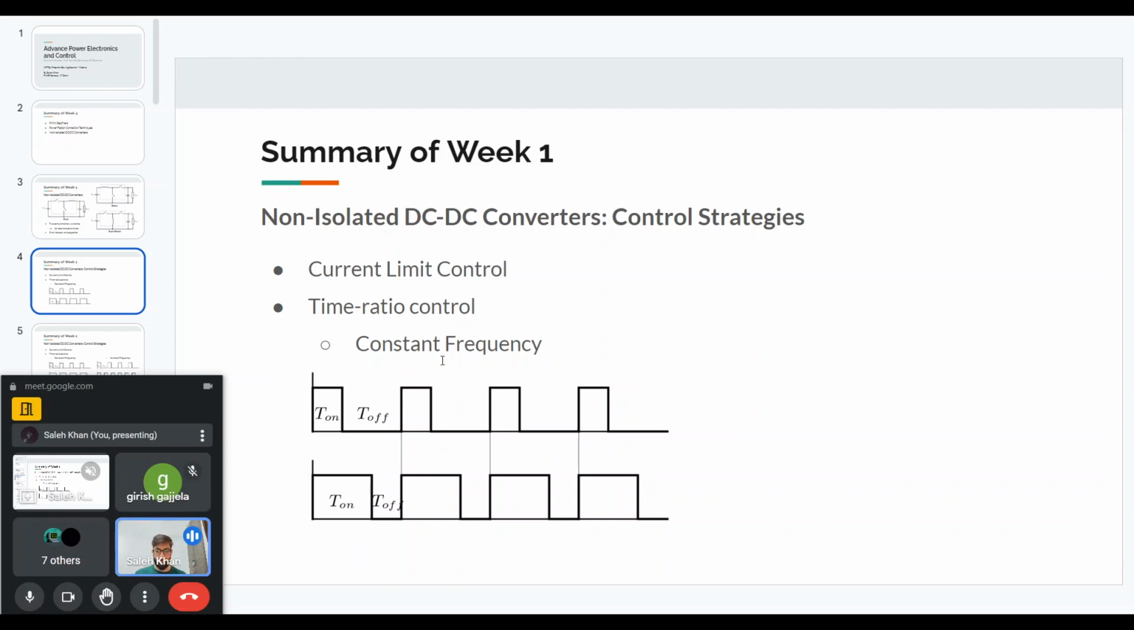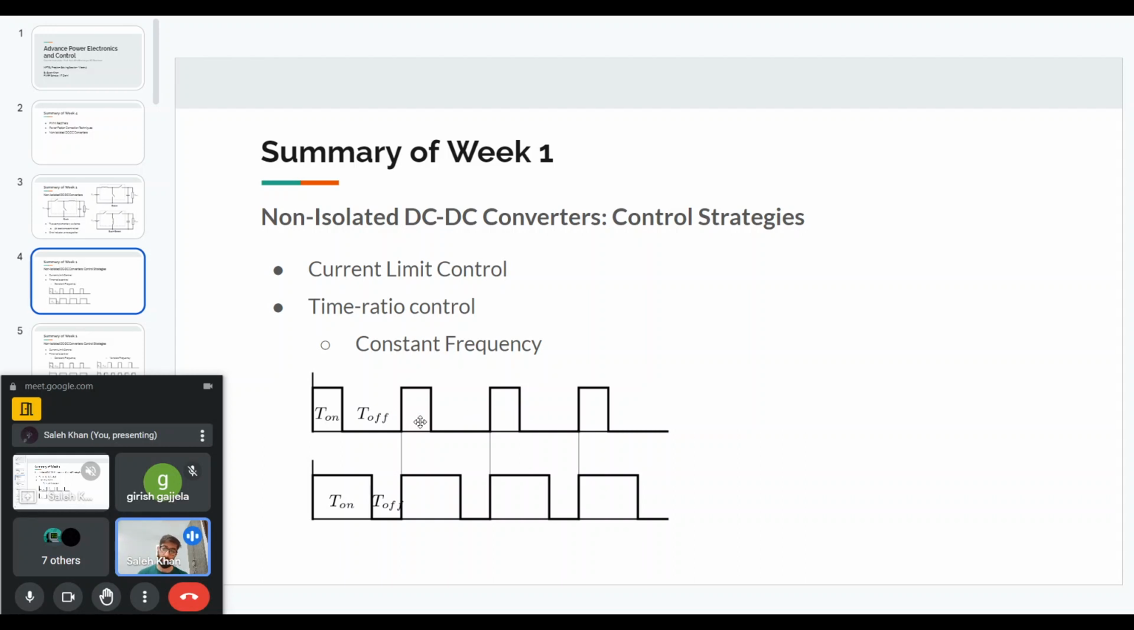For example, here in the top diagram, I've shown T on and T off. These are pulses with on time and off time. So this is the on time and off time of one of the switches, and the other switch will just be the complement of this. When this switch is on, the other switch will be off, and vice versa. So here I have shown that for some duration the switch is on, and for another duration the switch is off, and then again the same thing is happening.